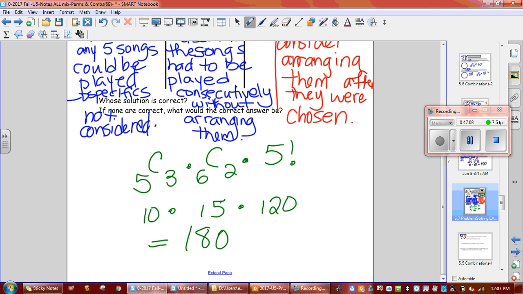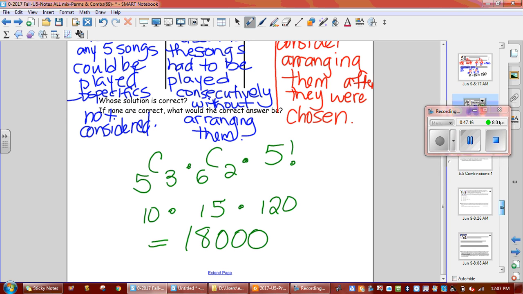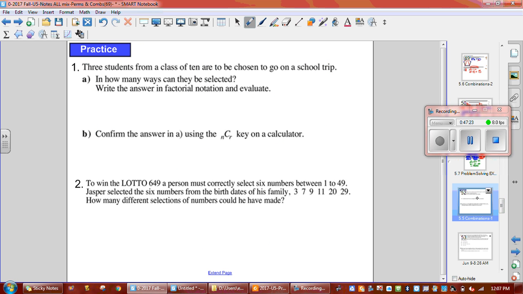First one, written in factorial notation, should be 10 factorial over 3 factorial, 7 factorial, to give us 10 times 9 times 8 times 7 factorial over 3 times 2 times 1 times 7 factorial. This allows us to cancel our 7 factorial, and we get 720 divided by 6, which is 120. How can we confirm that? 10 choose 3 gives us exactly 120.